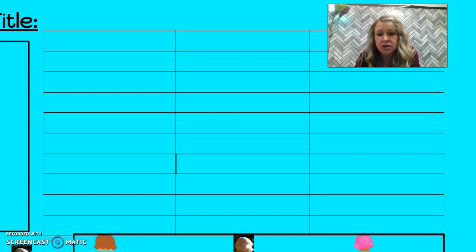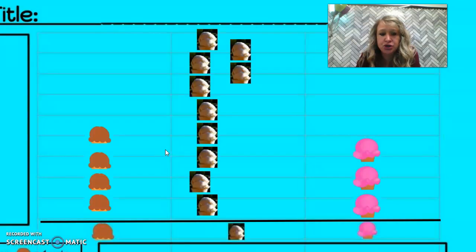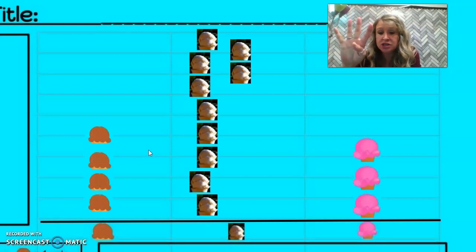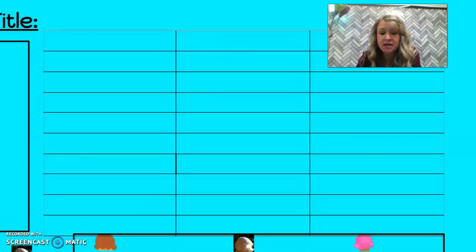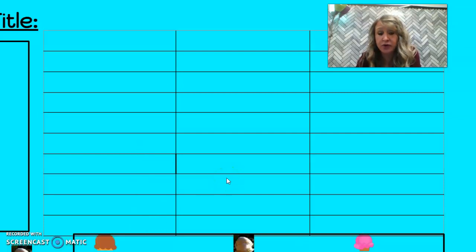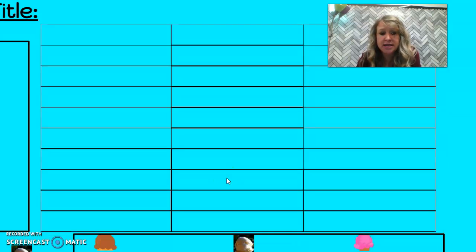So let's look back at our picture graph. How many voted for chocolate? Hold up that many fingers. How many voted for chocolate? We have 1, 2, 3, 4. 4 students voted for chocolate. So we're going to color in 4 bars or 4 rectangles for chocolate above the chocolate.